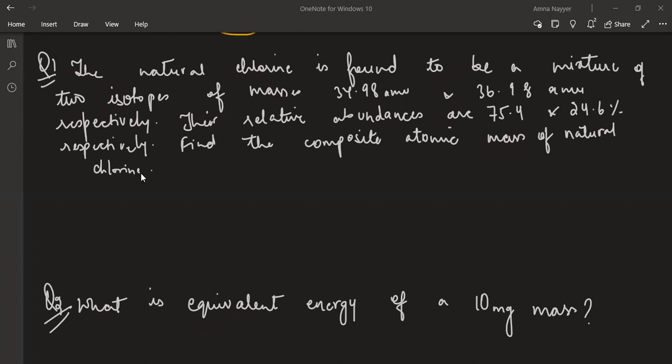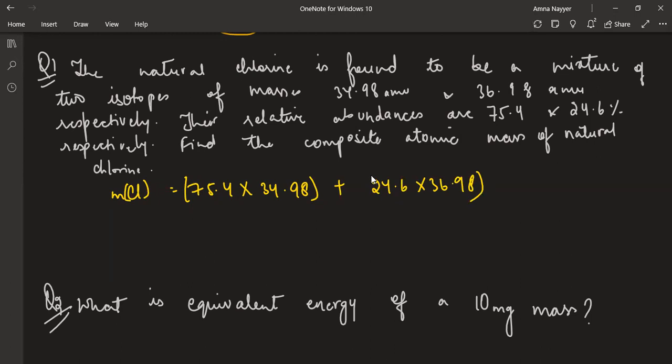So in such questions, how do you calculate? To find out the mass of the chlorine atom, take the relative abundance and multiply it by the mass. Relative abundance is 75.4 multiplied by 34.98. Then add the next one, 24.6 multiplied by 36.98, and divide the entire term by the total percentage, or directly divide it by 100.